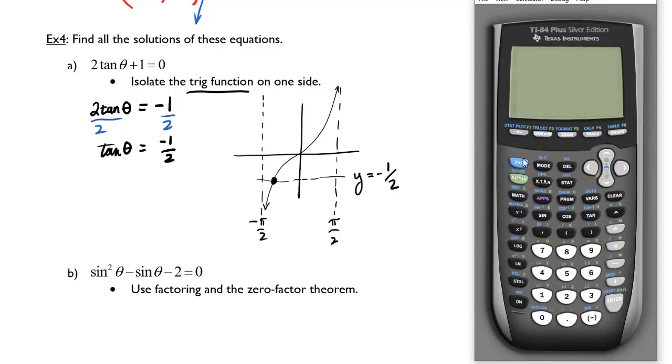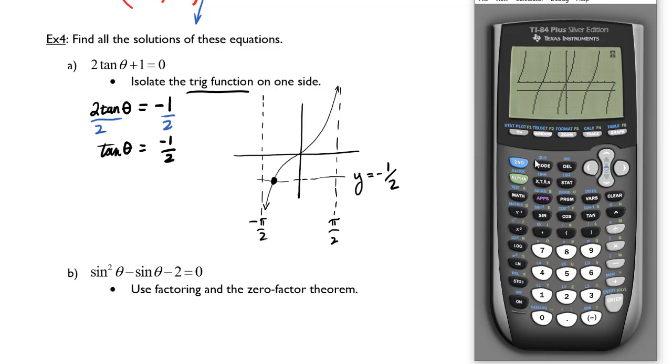I'll go ahead and show you how you could put this in your calculator. First, I would take y equals -1/2 as one of my entries. And the next one would be tangent of x. We know it's theta in this case, but my variable is x. And then I'll graph this. And I'm looking for this intersection right there. It's in the third quadrant.